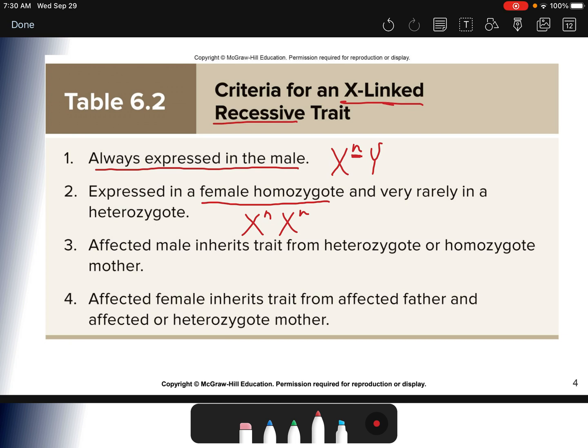Affected males will inherit it from either a heterozygote or a homozygote mother. Remember, boys get their X chromosome from their mom. So if the mom was a heterozygote, then they have a 50% chance of getting that recessive allele. If the mom was a homozygote, then they're for sure going to get the recessive allele. The affected female needs to have an affected father, because remember, she gets one of her X's from her dad, so he would already have to be affected, and then the mom either has to be affected or be a heterozygote for her to get that other recessive allele.